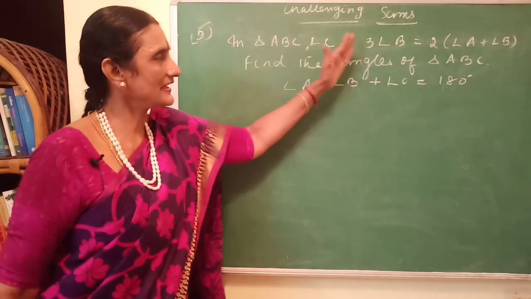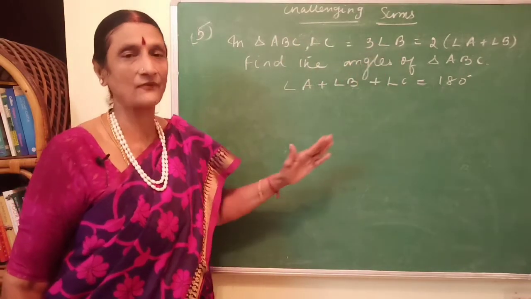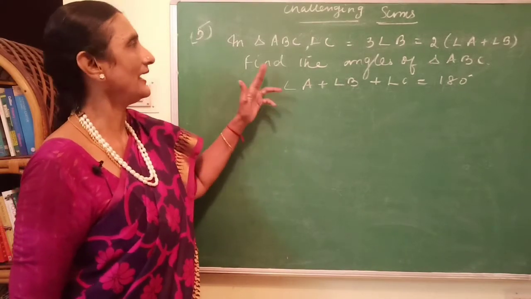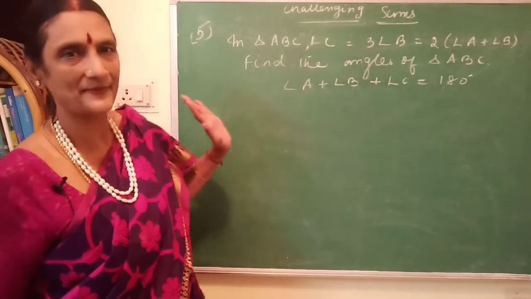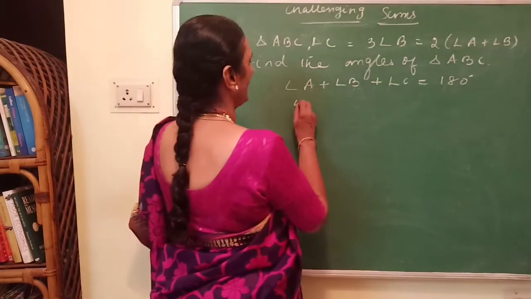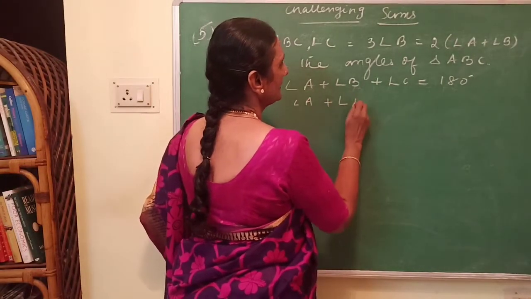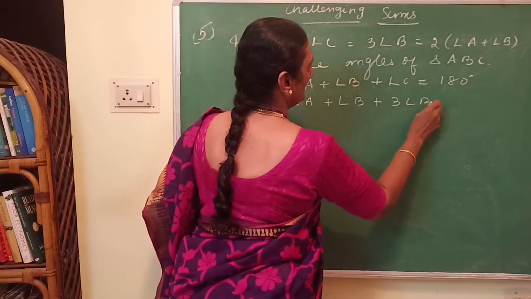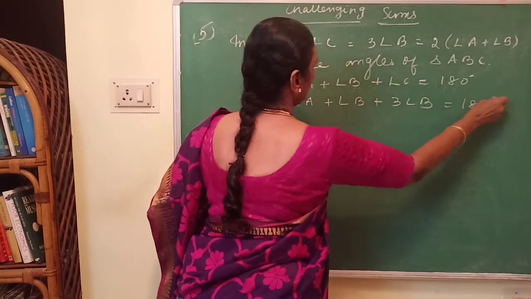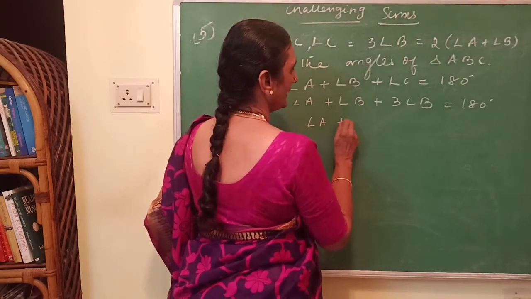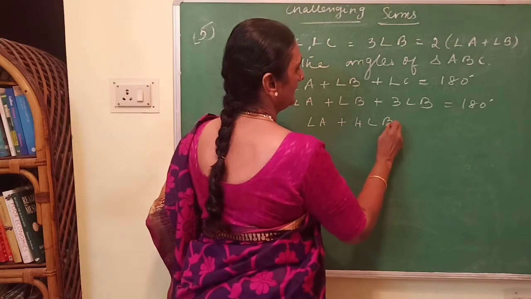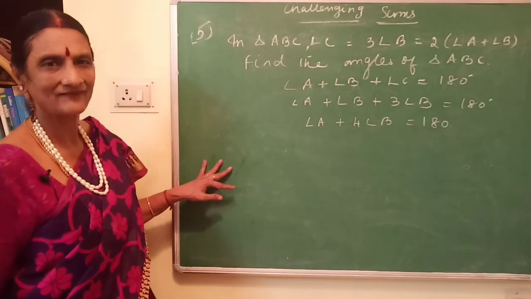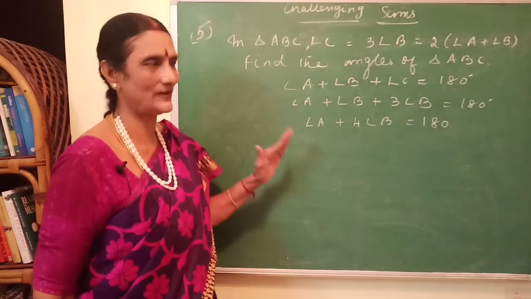Now, is this equal to this? This is equal to this. Therefore, we have to write one in terms of the other, then only we will solve it. Here angle C is equal to 3 times angle B. So instead of angle C, I am going to write 3 times angle B, so angle A plus 3 times angle B plus angle B is equal to 180 degrees, which in turn will become angle A plus 4 times angle B is equal to 180. Are you getting it? This is the first equation.